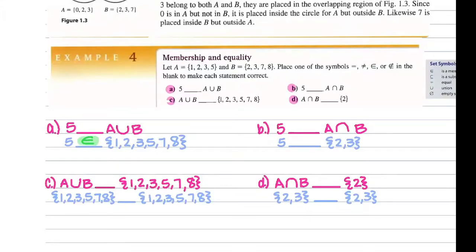For B, we have 5 blank, an intersection of A and B. So what are the numbers that are the same in both A and B? Numbers that are the same in both A and B are 2 and 3. So is 5 equal to 2 and 3? No. Is 5 part of 2 and 3? No. So we would write that ∈ with a line through it. So it tells us that 5 is not a member of {2, 3}.